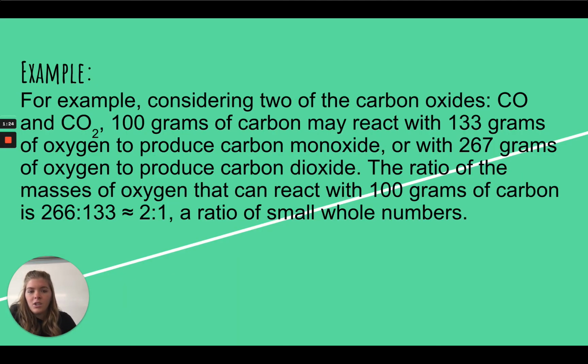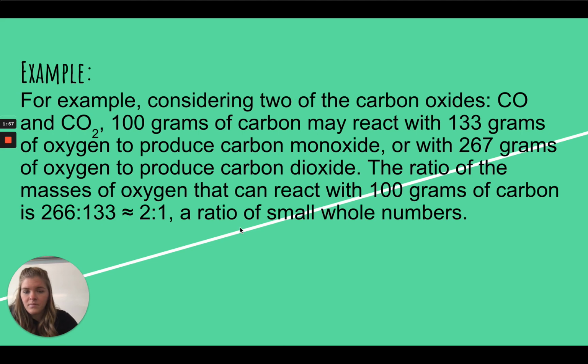So consider you have two carbon oxides, CO and CO2. 100 grams of carbon may react with 133 grams of oxygen to produce carbon monoxide, which is CO, or with 267 grams of oxygen to produce carbon dioxide. So here we're doubling that, basically. The ratio of the masses of oxygen that can react with 100 grams of carbon is 266 to 133, which is 2 to 1.